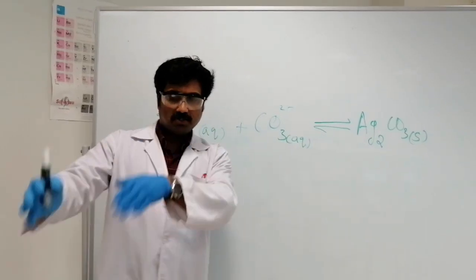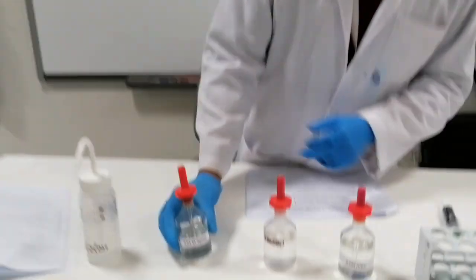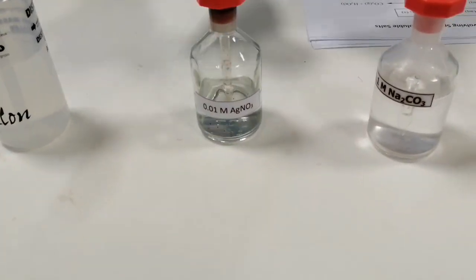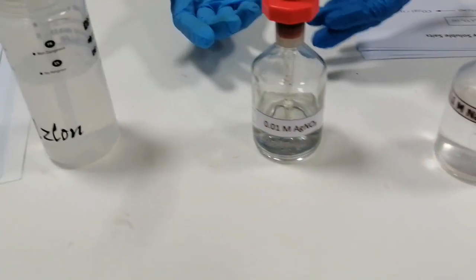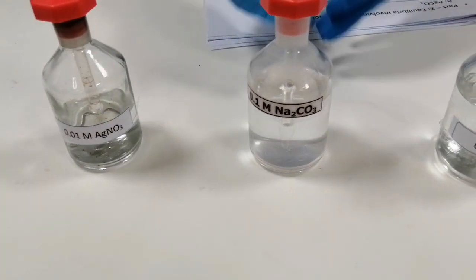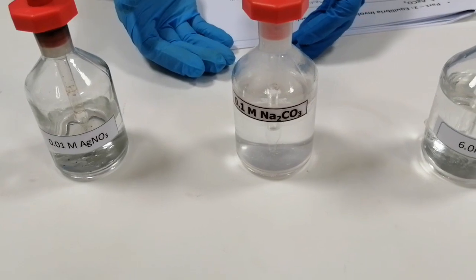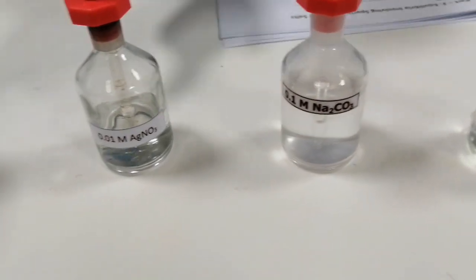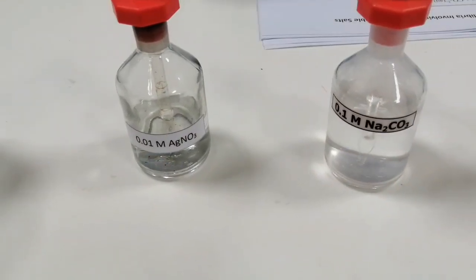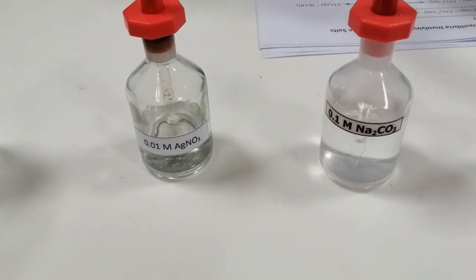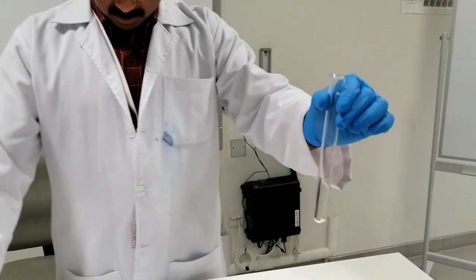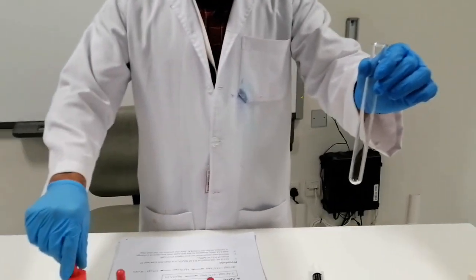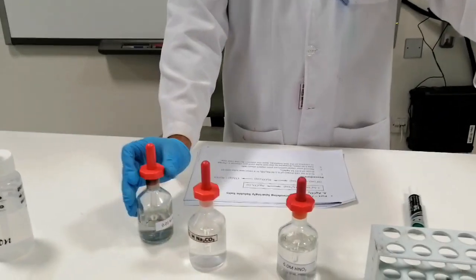So let's watch the reaction. Okay, we have here the silver nitrate solution. Silver nitrate is going to give you silver ions. And we have sodium carbonate here. The sodium carbonate is going to give you carbonate ions. We're going to mix the silver ions and carbonate ions together. That will give you the silver carbonate precipitate. So let's see the reaction. Take a test tube. Then we're going to take the silver ion solution.